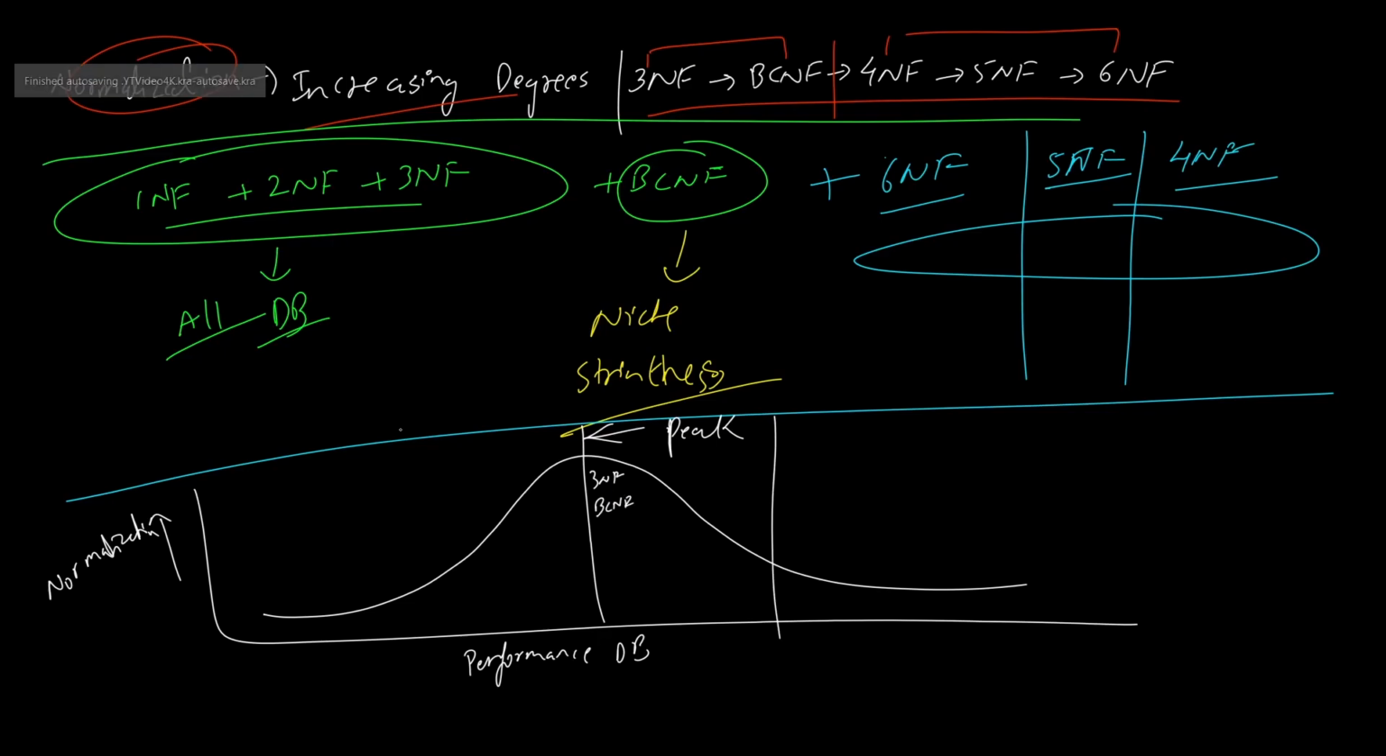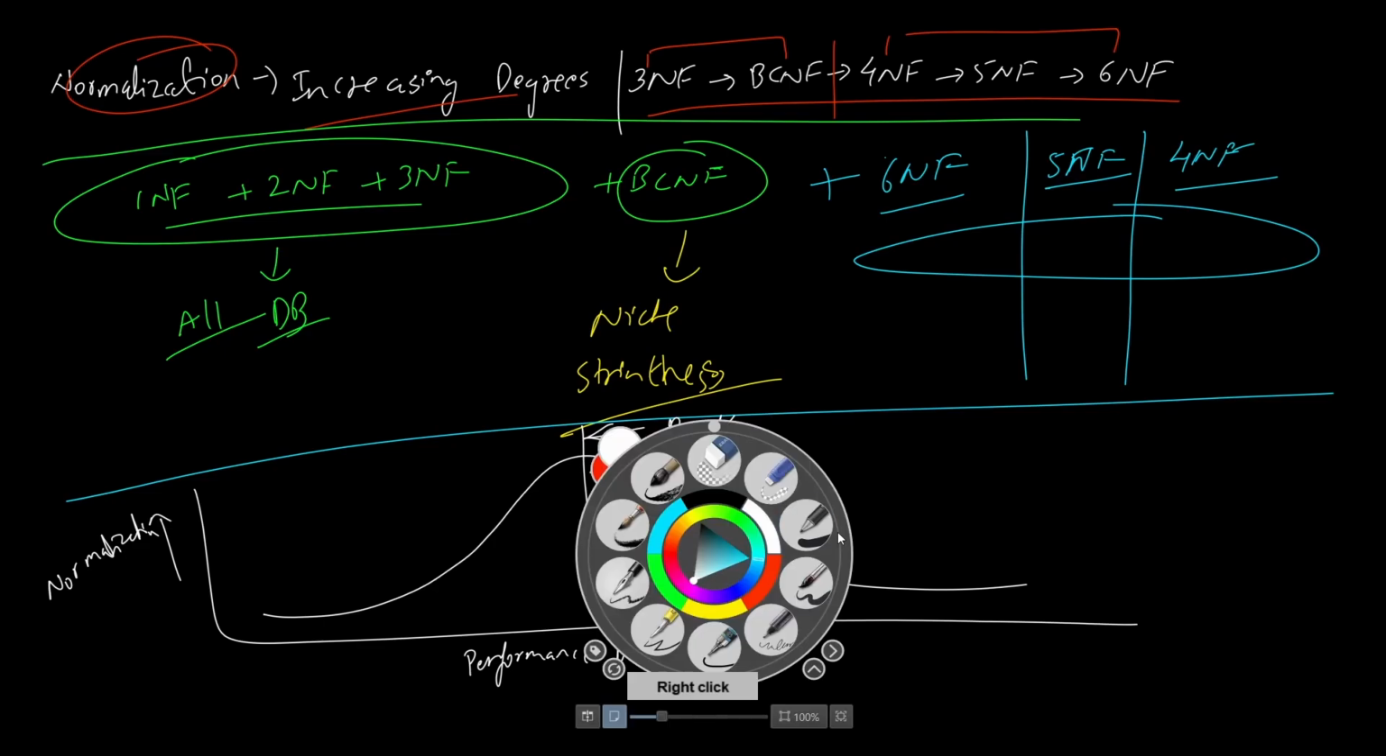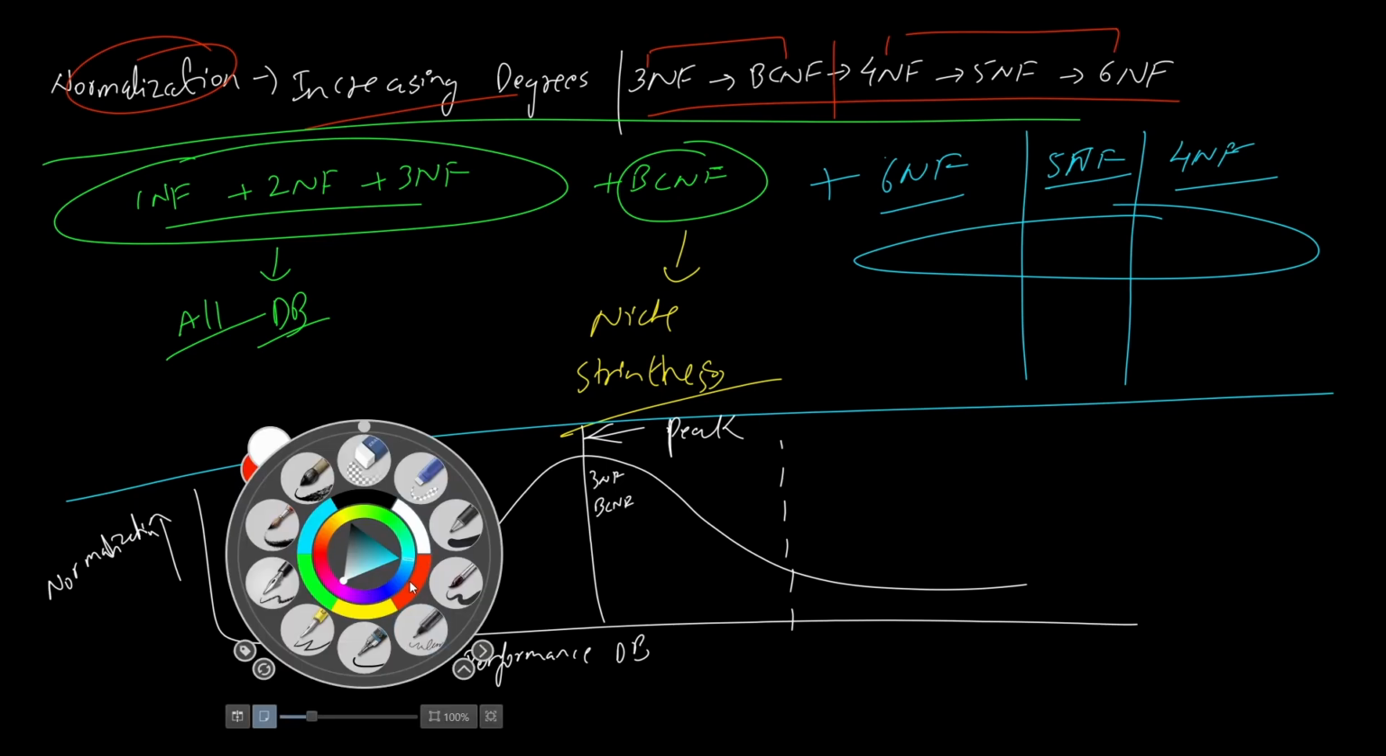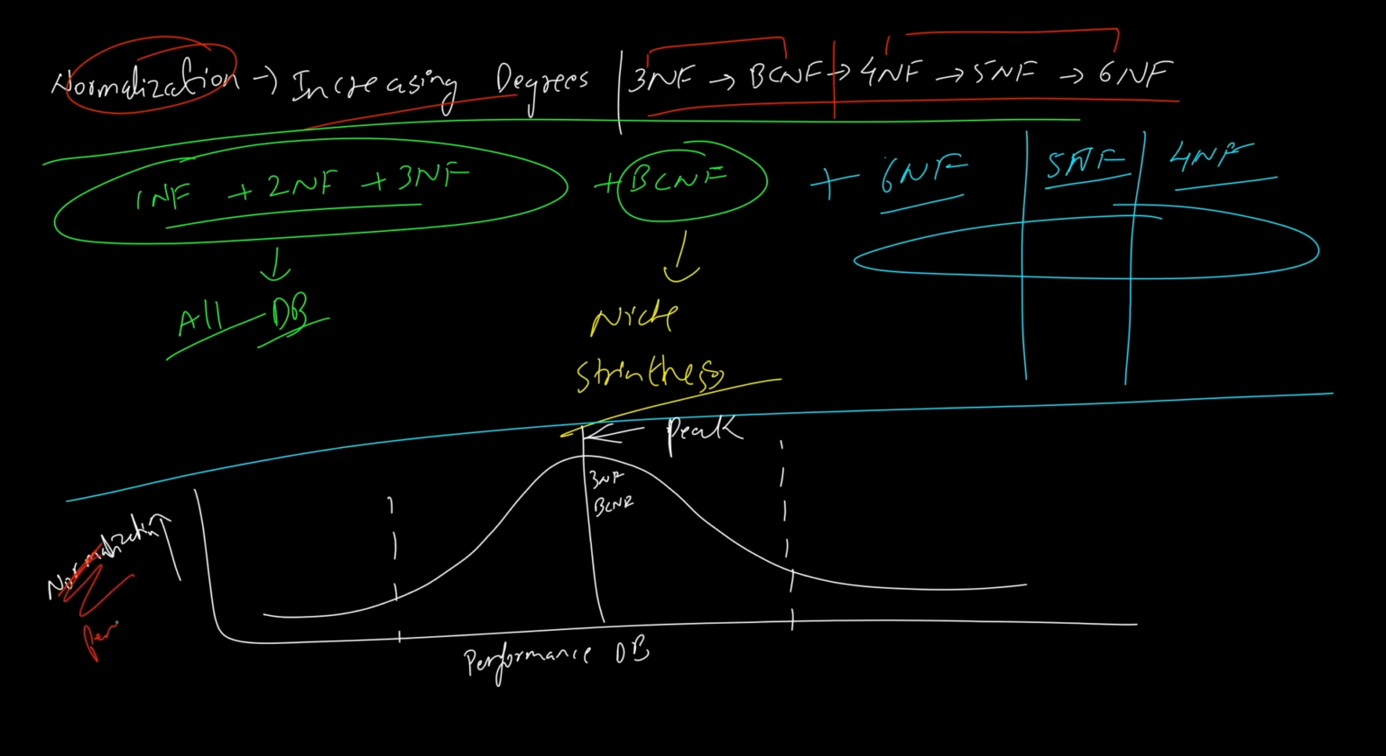The idea is that as long as you keep increasing the normalization, right? Oh wait, I think I made these things wrong. So this is not normalization, this is performance, and this is normalization. Okay, so this is peak performance, right? And normalization goes to 1 2 3 4 5 6, like that. It will keep on going.